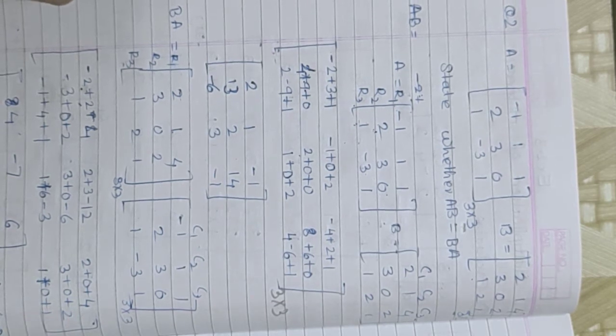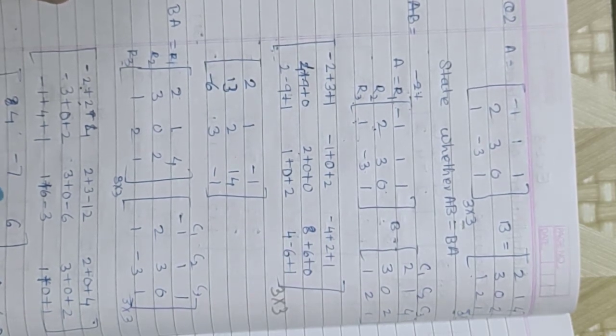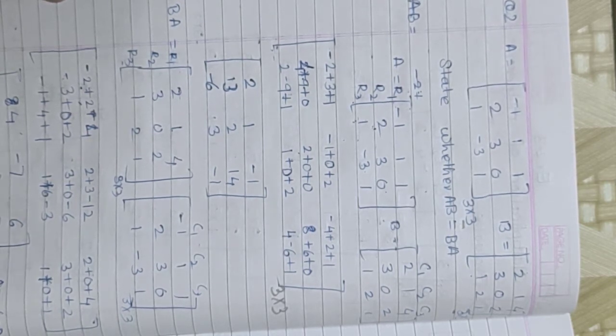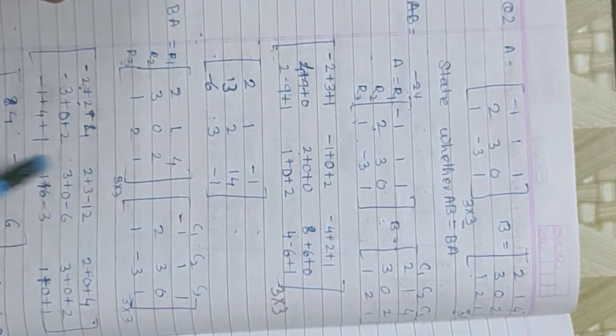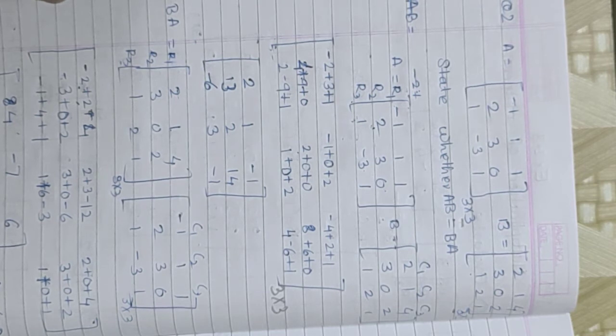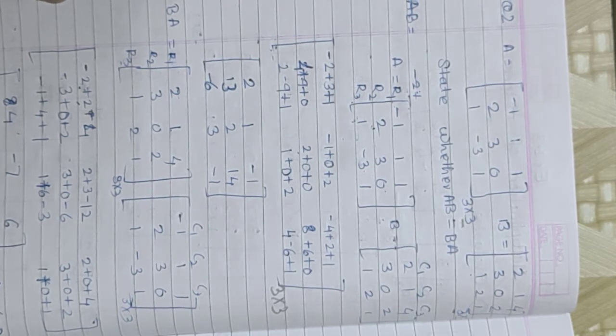Add it, you will get the matrix: 4, minus 7, 6, minus 1, minus 3, 5, 4, 4, 2. Now see the matrices AB and BA. They both are not equal. So our answer is AB is not equal to BA.